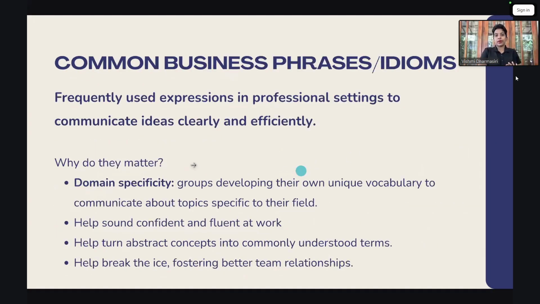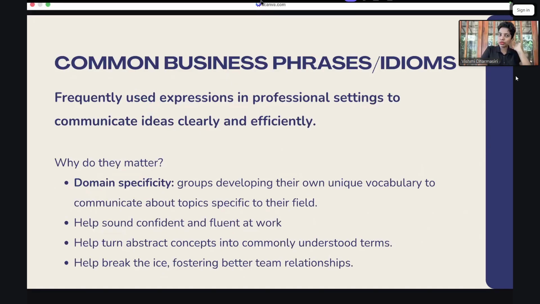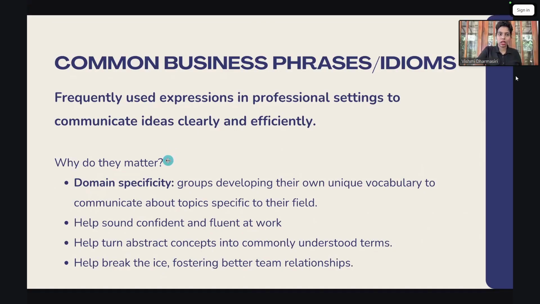Right, so now we move on to common business phrases and idioms that we use in a professional setting. So what are common business phrases and idioms? These are frequently used expressions that we use in professional settings to communicate ideas clearly and efficiently.